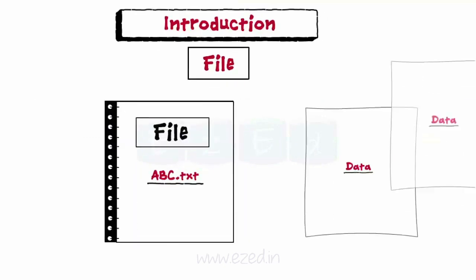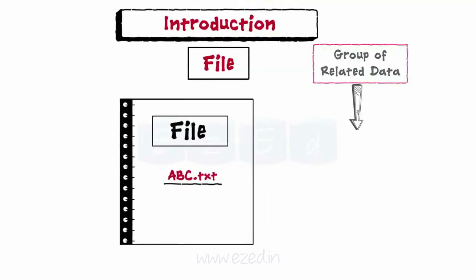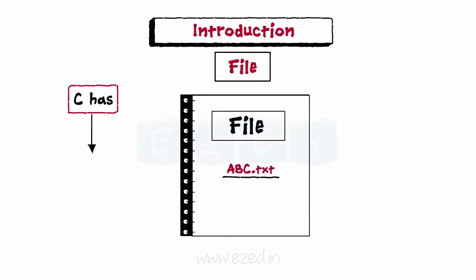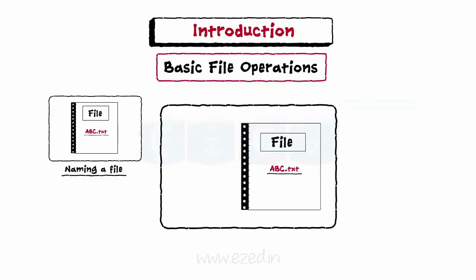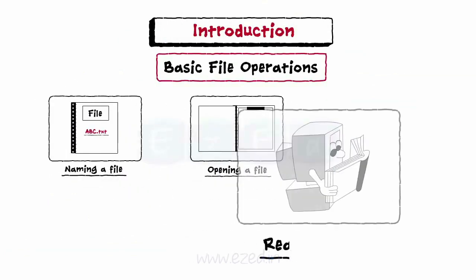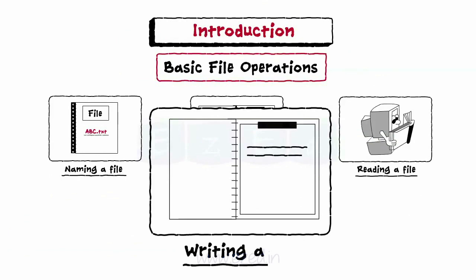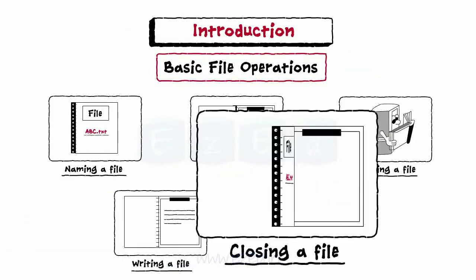A file is a place on the disk where a group of related data is stored. C supports a number of functions that have the ability to perform the basic file operations like naming a file, opening a file, reading a file, writing a file, closing a file.